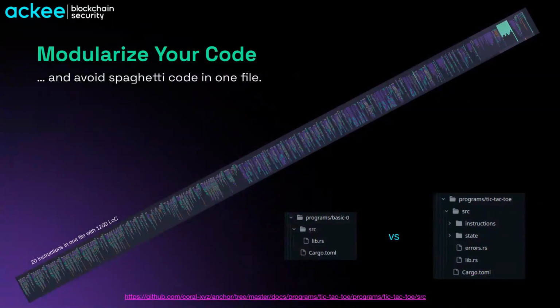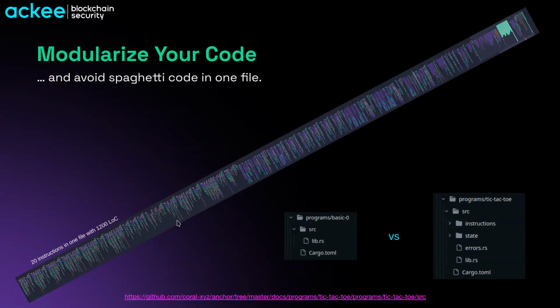The first tip I have for you is modularize your code. So far, during the school, most of our projects were only in one file, the lib.rs file. But this is not actually the best approach. It might be suitable for very small programs, but in most cases you don't want to have such a big spaghetti code.